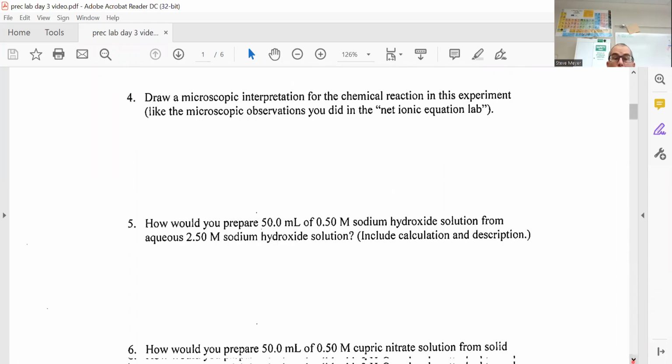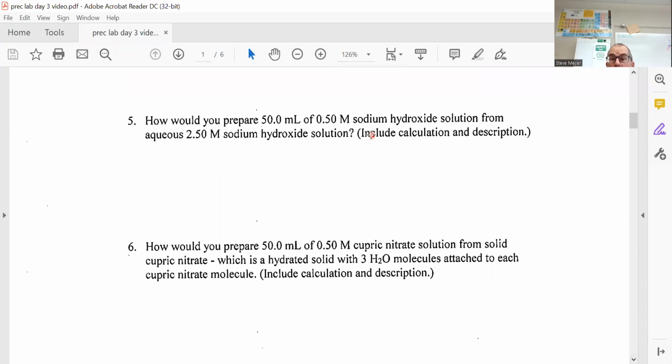Okay, for questions 5 and 6, you're looking for a calculation and then a description of how you made that solution. For example, I took whatever number of milliliters of 2.50 molar sodium hydroxide, and then I added enough water to get to 50 milliliters would be an example of what you're doing there using the value that you calculated originally. Okay, number 6 would be a similar thing, except you're doing it with a solid, and you can look at your solution prep examples for how to see how that goes.